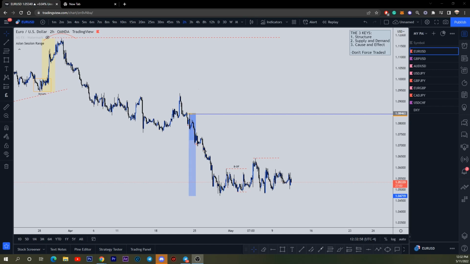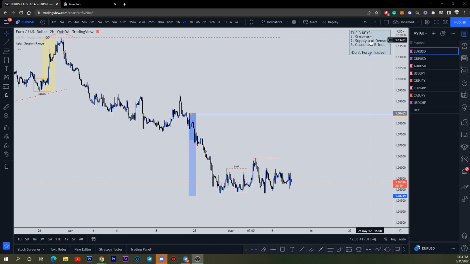In this video we're going to be talking about strong versus weak market structure. As you can see in the right corner, you can see the three keys that I have, and you can see market structure, or structure. I didn't put the market, but structure stands for market structure, and it's the number one spot, meaning without structure, supply and demand, cause and effect, the other two do not matter. So structure is the most important one.